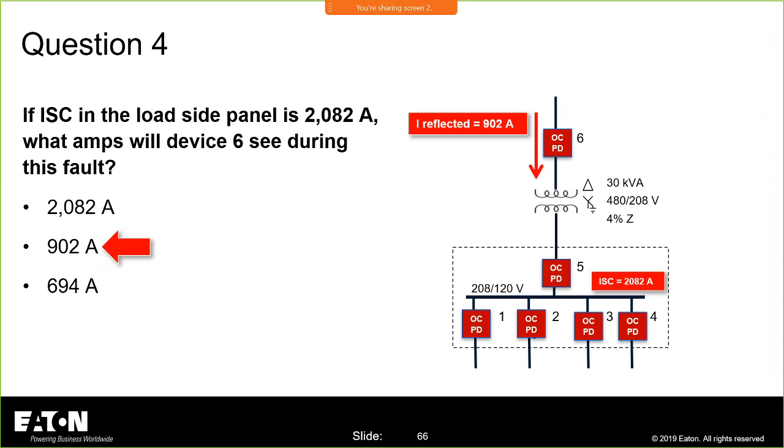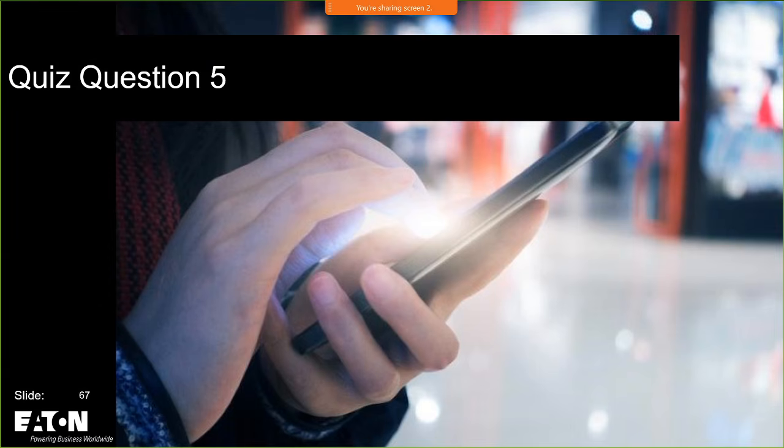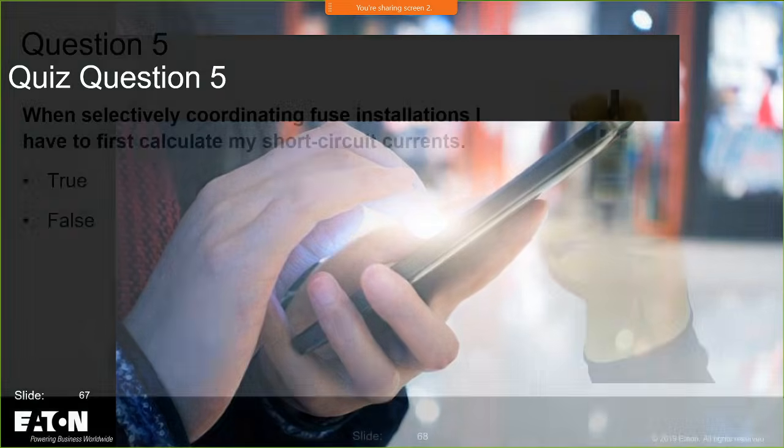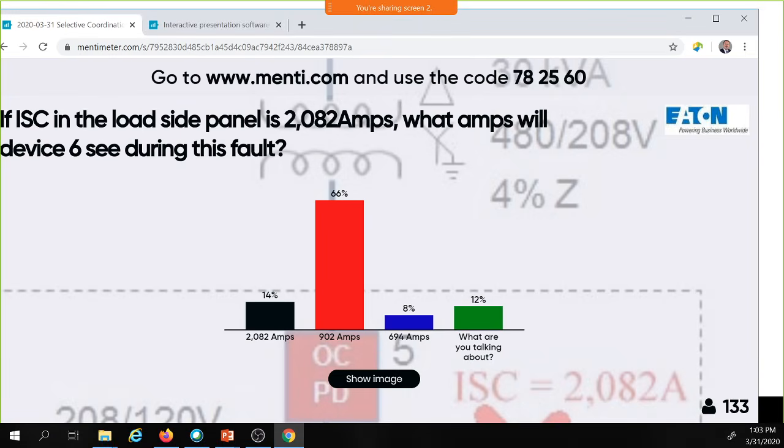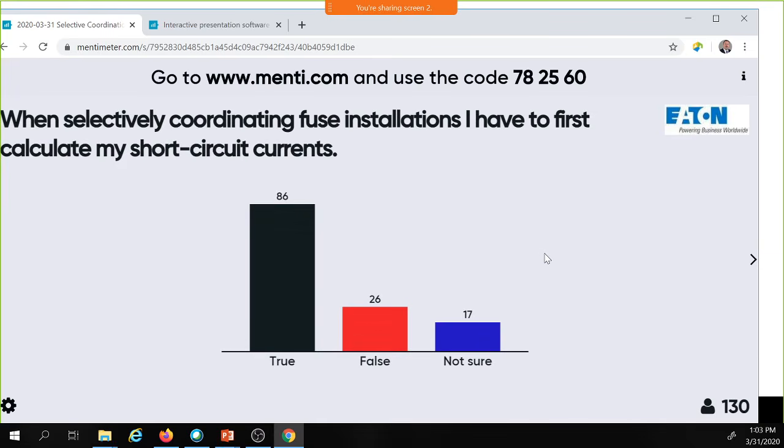We are pushing the limits of WebEx. We have 98 on YouTube. We are rolling. Question number 5. When selectively coordinating fuse installations, I have to first calculate my short circuit currents. Let's see what we got. 87 said true, 26 said false, 17 aren't sure.